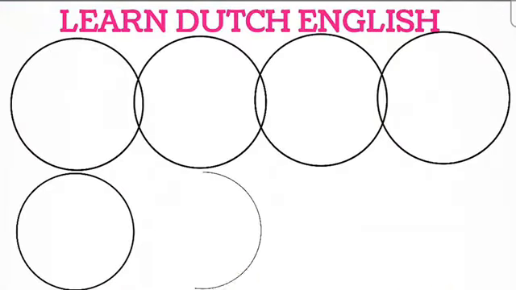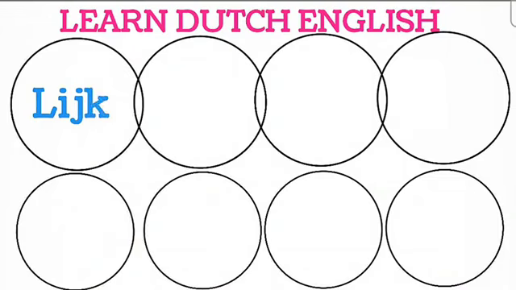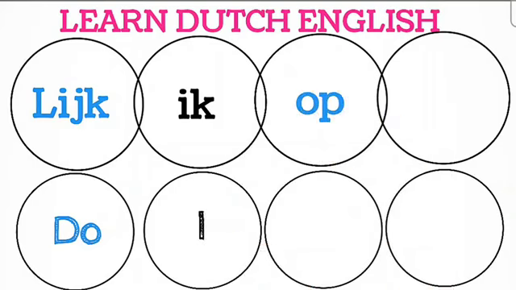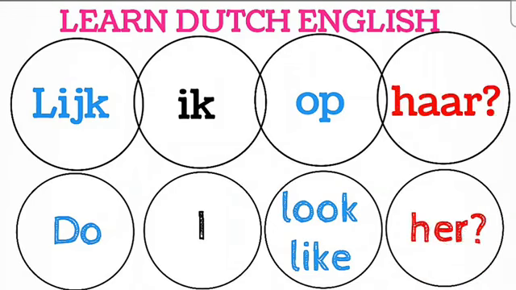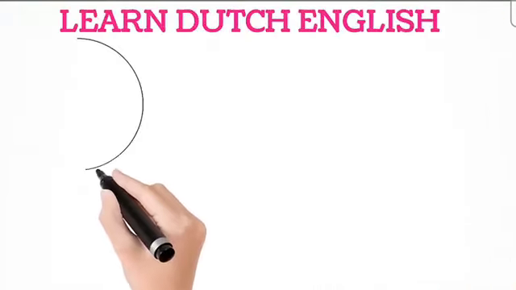Dat is niet. Dit is ik. Lijk ik. Do I. Lijk ik op. Do I look like her? Lijk ik op haar? Do I look like her? Dit is een vragenzin. Lijk ik op haar? Do I look like her?